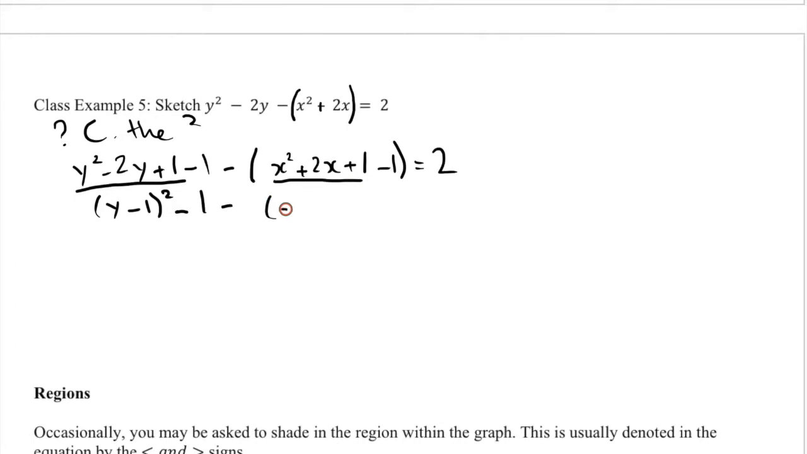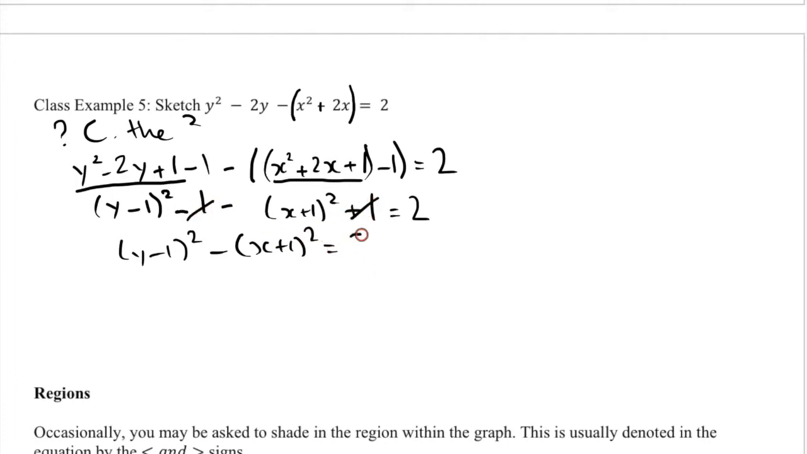Very nice. x plus 1 squared. But the problem here is, there's a minus. Then there's also another minus. So we have a positive equals to 2. So this way we're expanding the brackets already. After this you just go y minus 1 squared, x plus 1 squared equals to minus 1 plus 1 eliminates each other, so you only have 2 left.